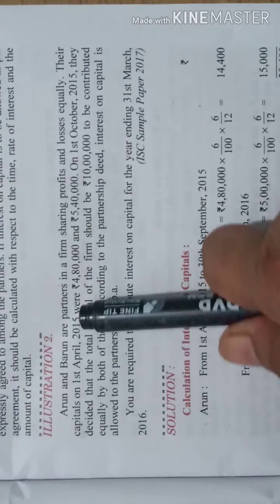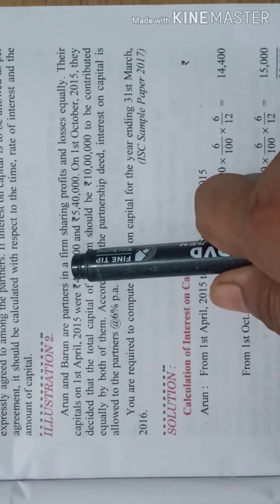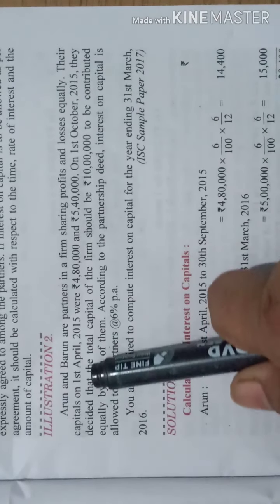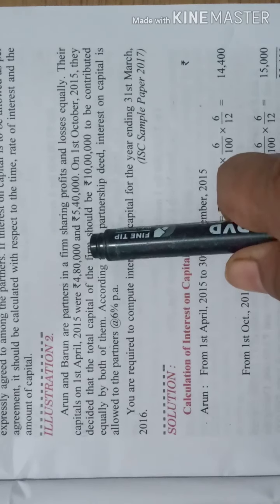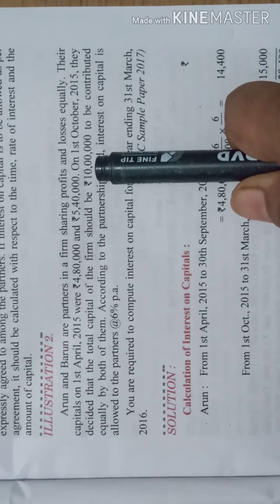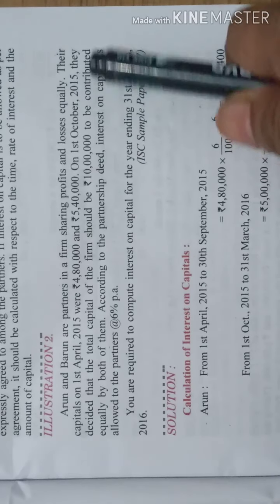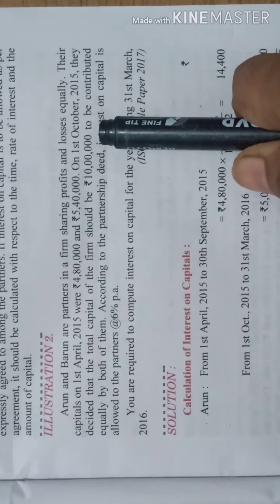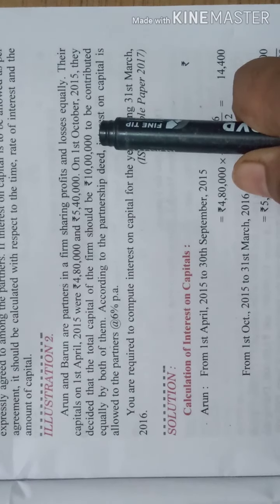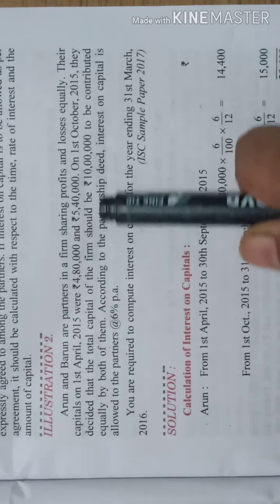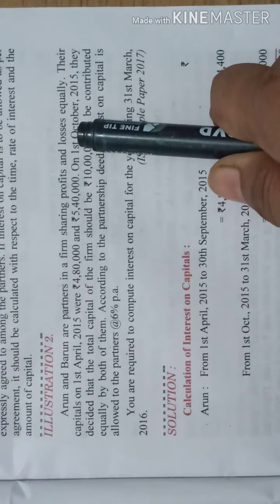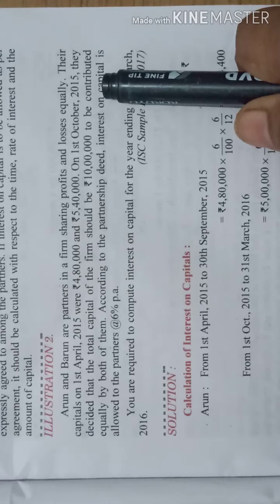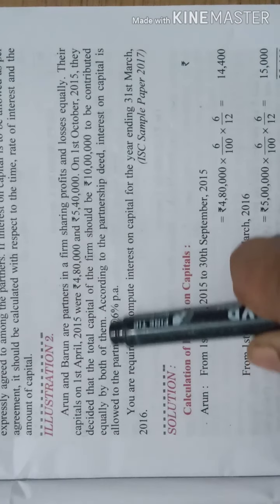What is the question? Arun and Barun are partners. They share profits and losses equally. Their capitals on 1st April 2015 were 4,80,000 and 5,40,000. On 1st October 2015 they decided that the total capital of the firm should be 10 lakh. Total 10 lakh means both partners should contribute 5 lakh, equally by both of them.